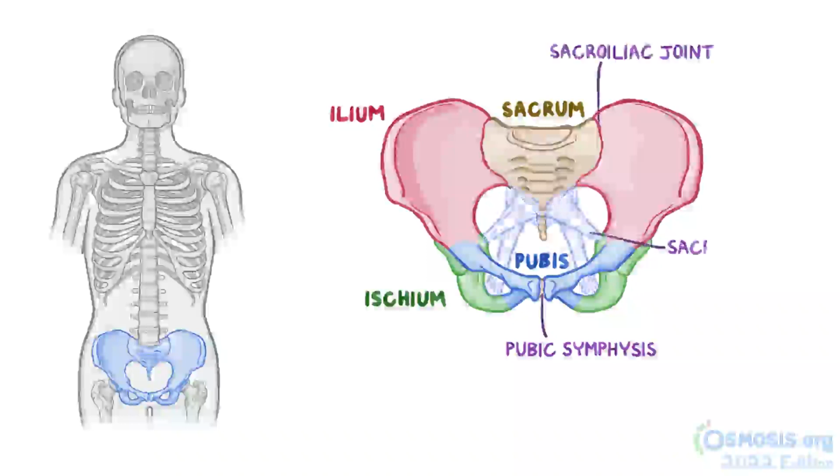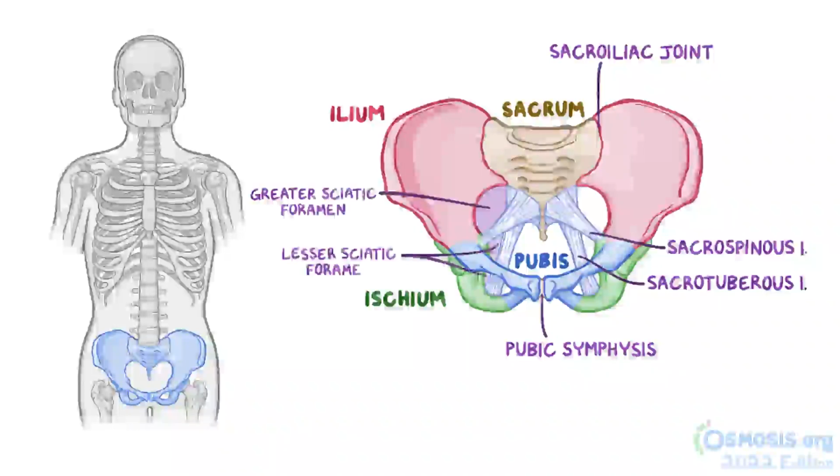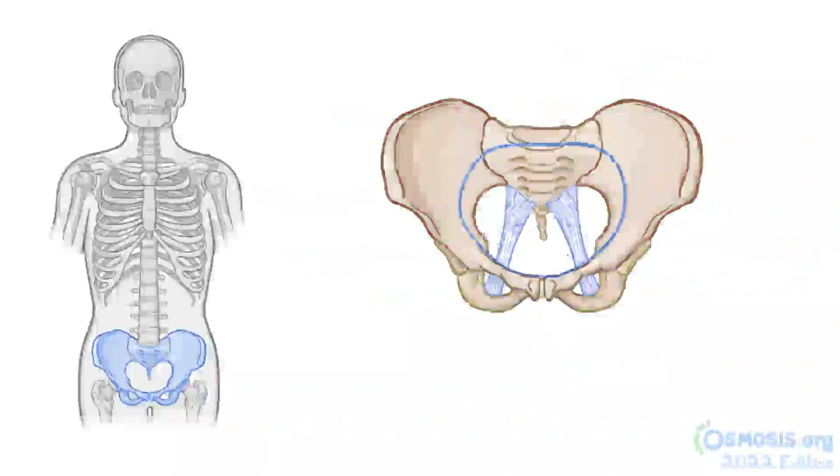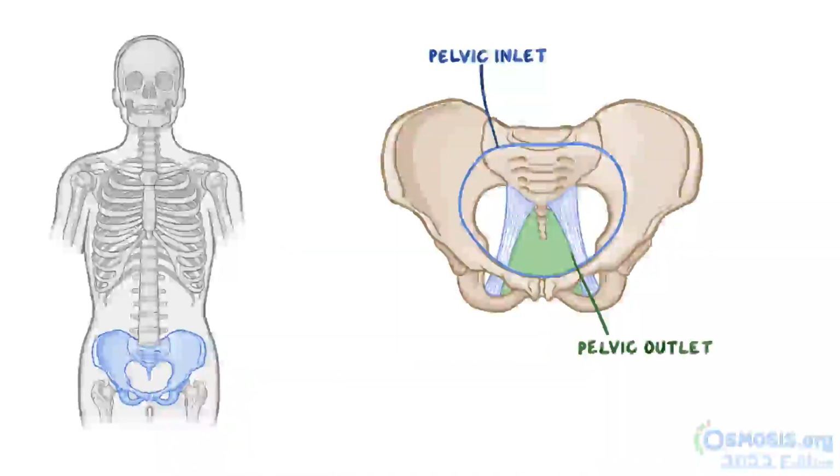These joints are supported by the sacrospinous and sacrotuberous ligaments, which help form the boundaries of the greater and lesser sciatic foramina. The pelvic cavity has a superior entrance called the pelvic inlet, and an inferior exit called the pelvic outlet. The pelvic inlet splits the pelvis into the greater and lesser pelvis.